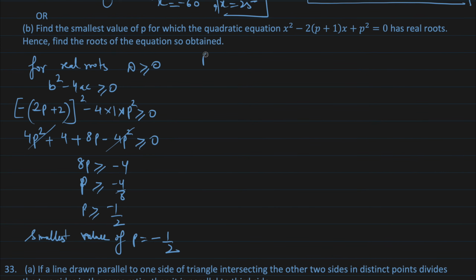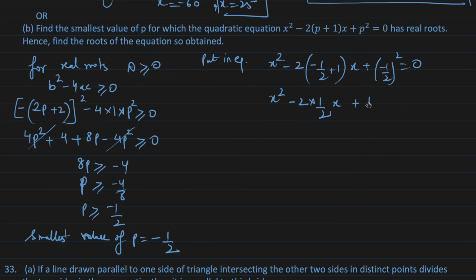So put it in the given equation. P's value: x square minus 2 into (minus 1 by 2 plus 1) x plus (minus 1 by 2) square equals 0. So x square minus 2 into 1 by 2, because minus 1 by 2 plus 1 is 1 by 2, x plus 1 by 4 is 0. So this becomes x square minus x plus 1 by 4 is 0, right? Or you can also write it as 4x square minus 4x plus 1 equals 0 by taking LCM. Now we have to factorize it.